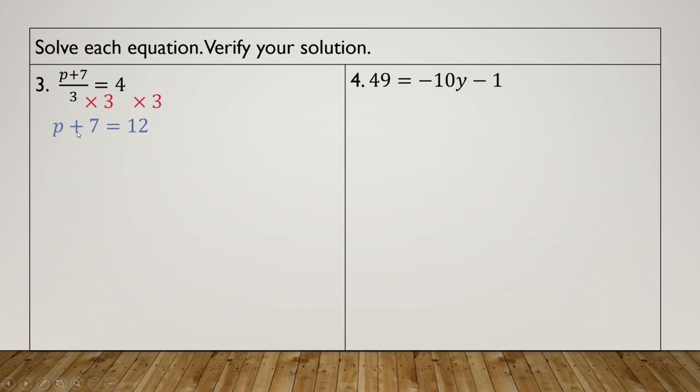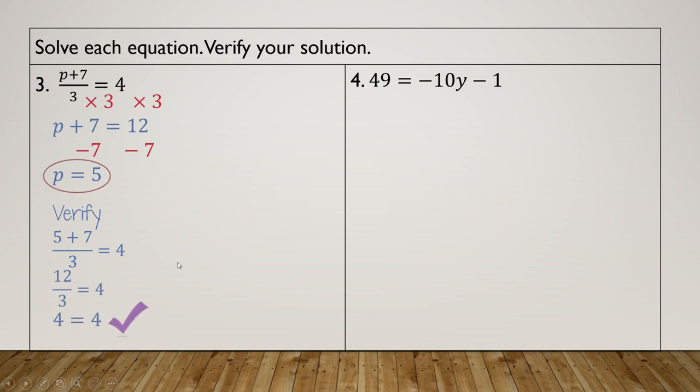The inverse operation of adding 7 is subtracting 7. And then whatever we do to one side, we do to the other to keep our equation balanced. We're getting P equals 5. Let's verify that. So substituting 5 in for P, 5 plus 7 gives us 12. 12 divided by 3 is 4. So we got a true statement. It checks out. Let's circle our answer.